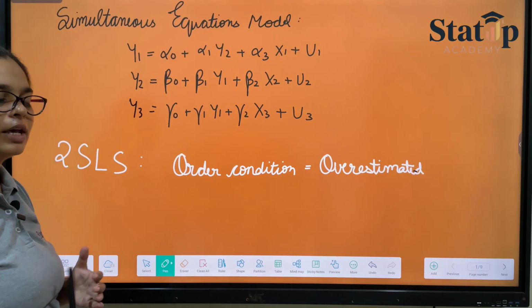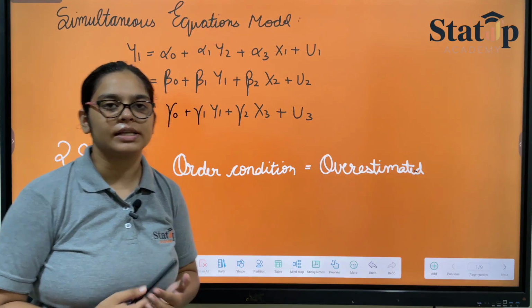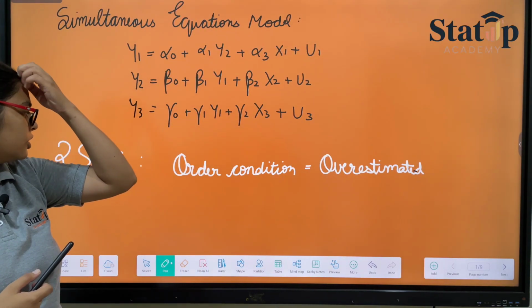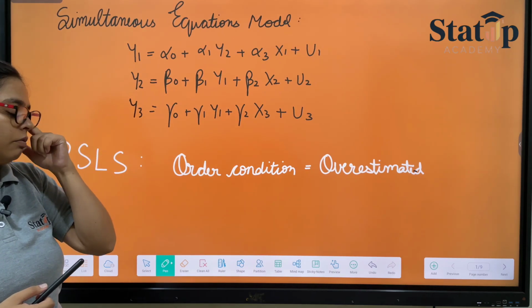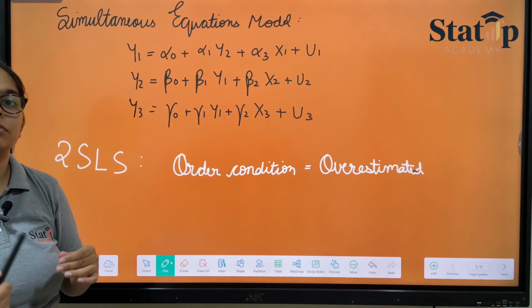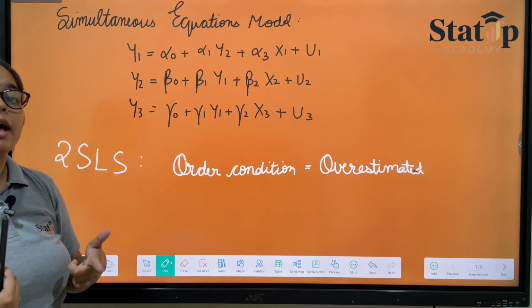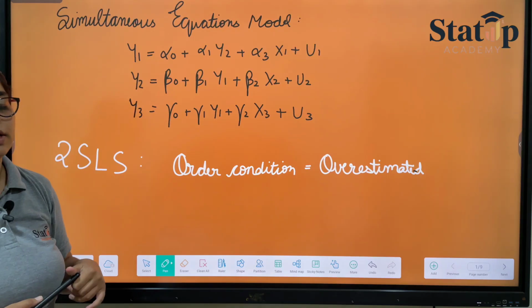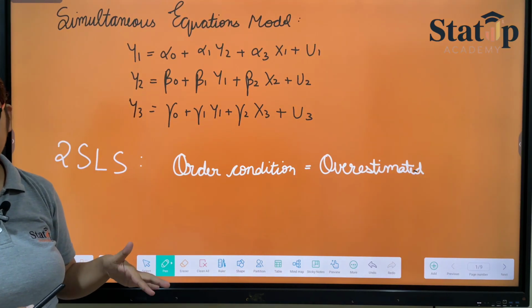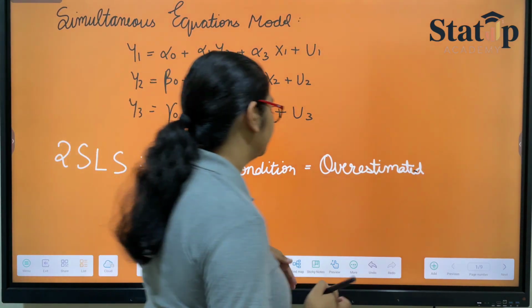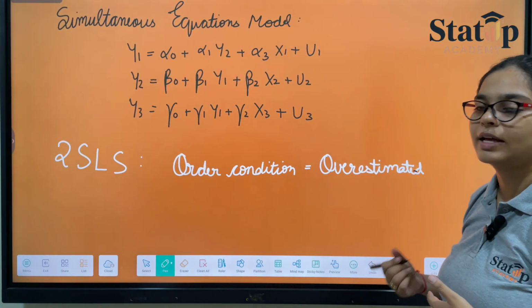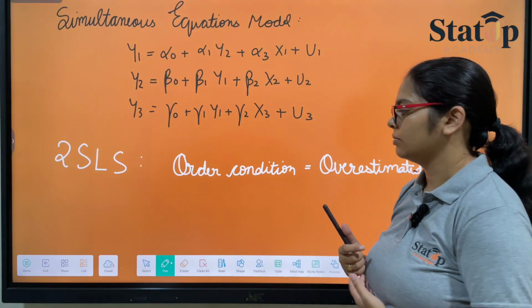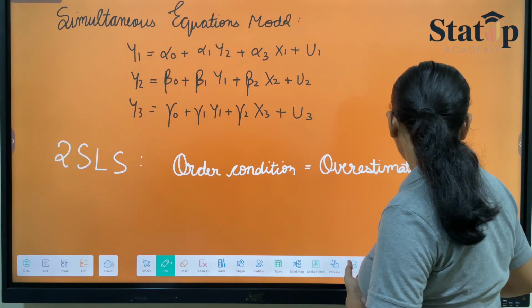Moving on further, the first step in this process is to examine the order condition. We take capital M, capital K, small k, and if capital K minus small k is greater than small m minus 1, then it is overestimated. This is the first step. Now we move forward to stage 1, since one or two or all three equations are overestimated, so we use the 2SLS method.